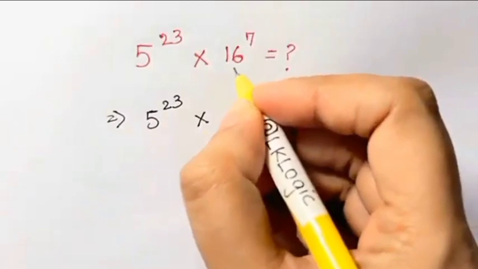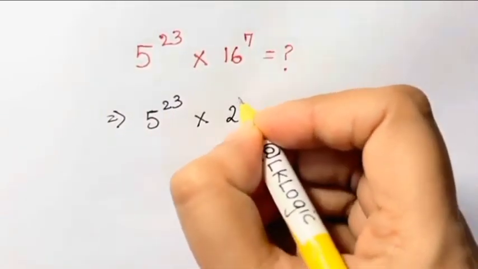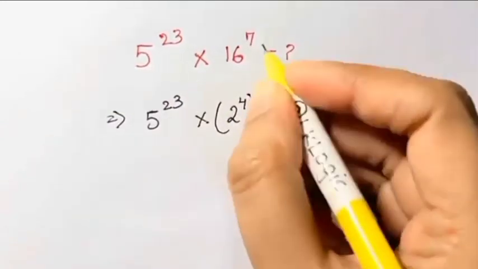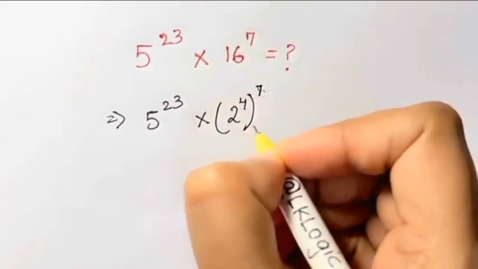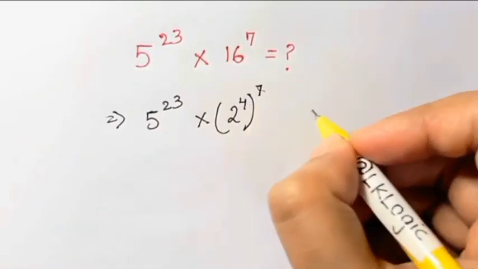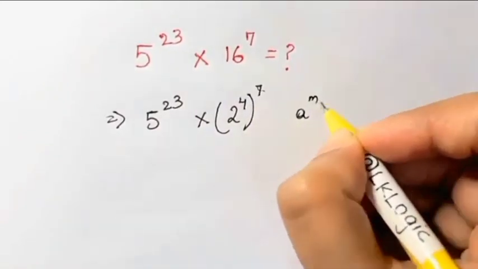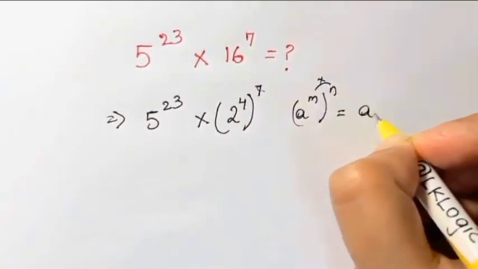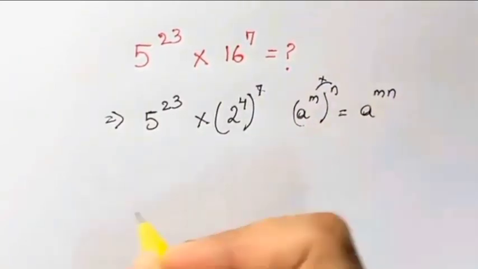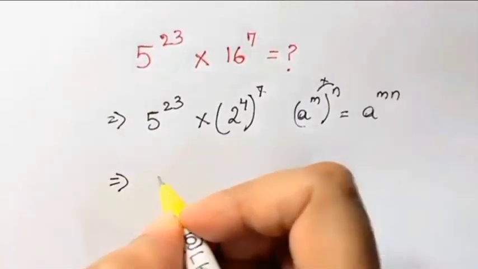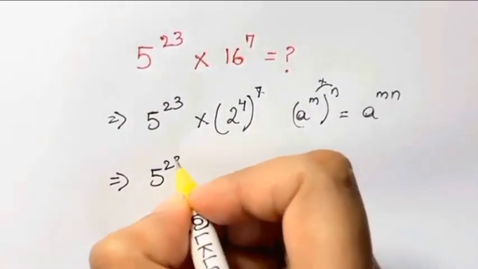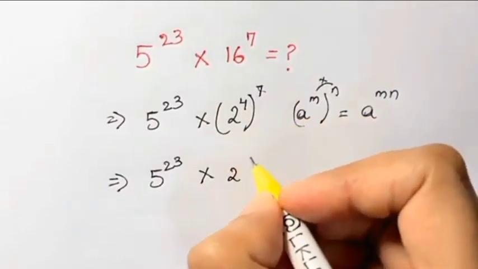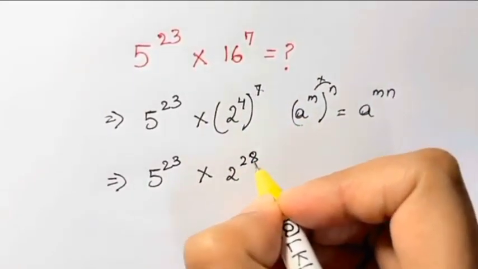Then we're going to split 16, which can be written as 2 to the fourth, 2 times 2 times 2 times 2, whole to the power of 7. Now whenever you have something like this, a to the power of m whole to the power of n, you just multiply the powers, a to the power of mn. Now you have 5 to the 23 times 2 to the power of 4 times 7, which is 28.